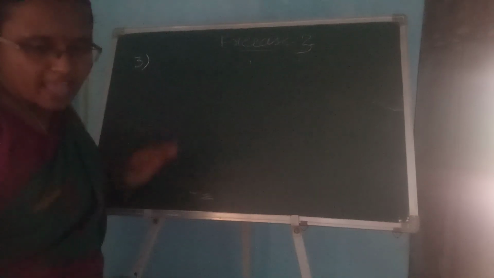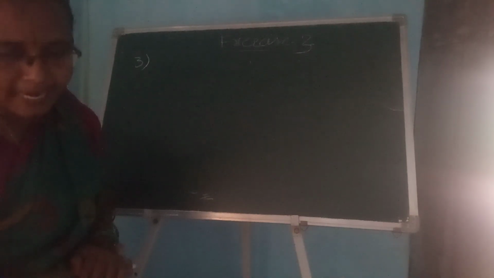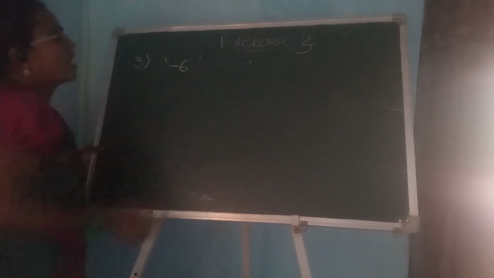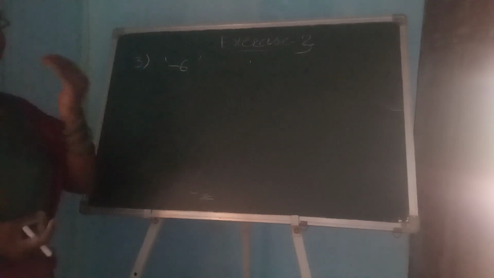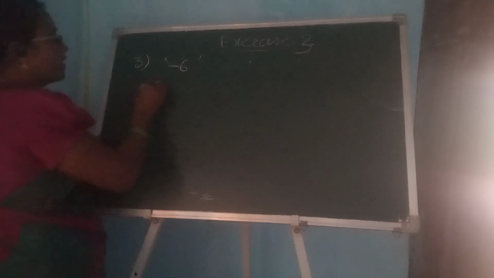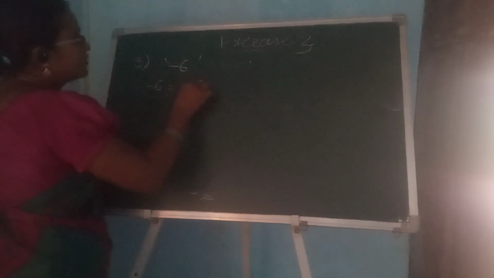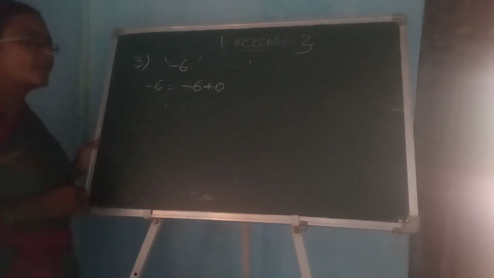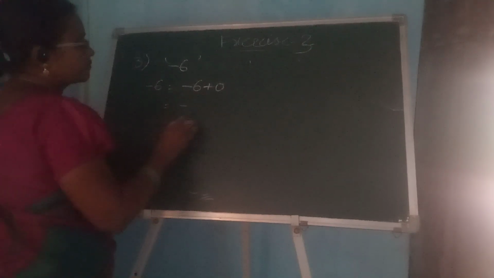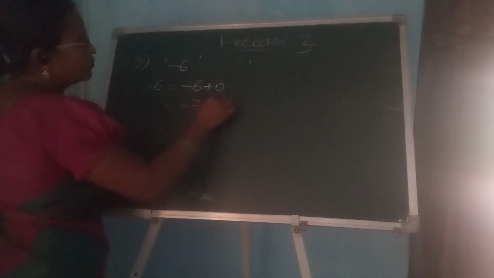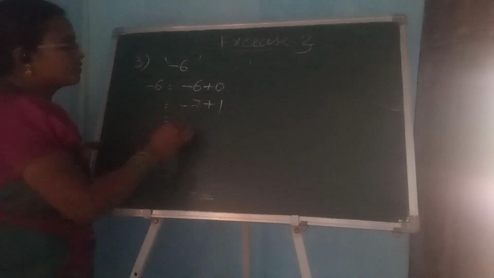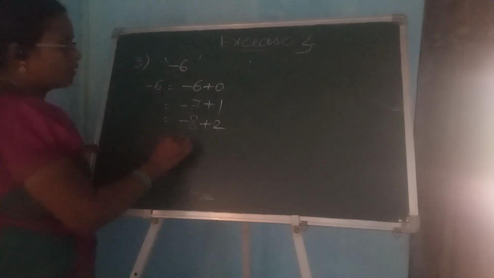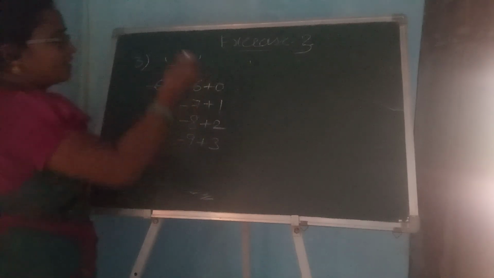Third bit. Express minus 6 as a sum of a negative integer and a whole number. Just I am writing here minus 6 is equal to minus 6 plus 0. You can get the minus 6. Next I am writing minus 7 plus 1. Next becomes minus 8 plus 2. Minus 9 plus 3. In such a way it goes on.